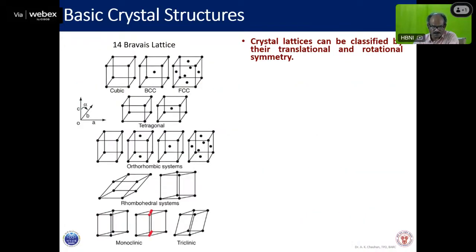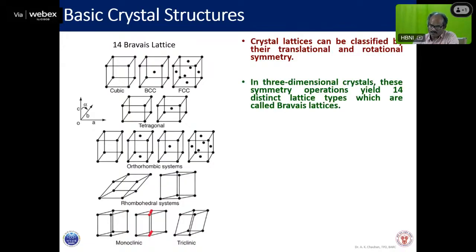So then we have 7 crystal systems. This you must have already studied in the first part of this course. And these seven crystal systems, and then there are 14 Bravais lattices. So crystal lattices can be classified by their translation and rotational symmetry. In 3-dimensional crystals, these symmetry operations yield 14 distinct lattice types, which are called the Bravais lattices.